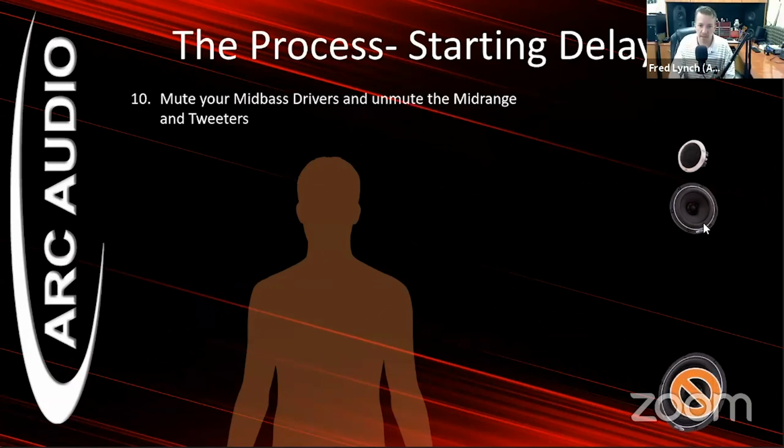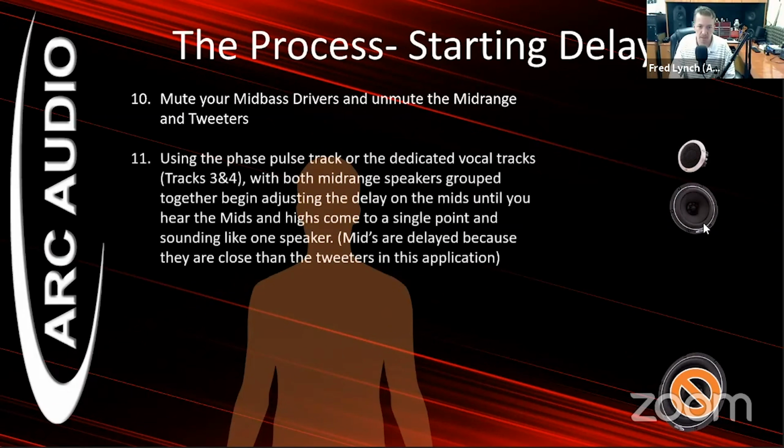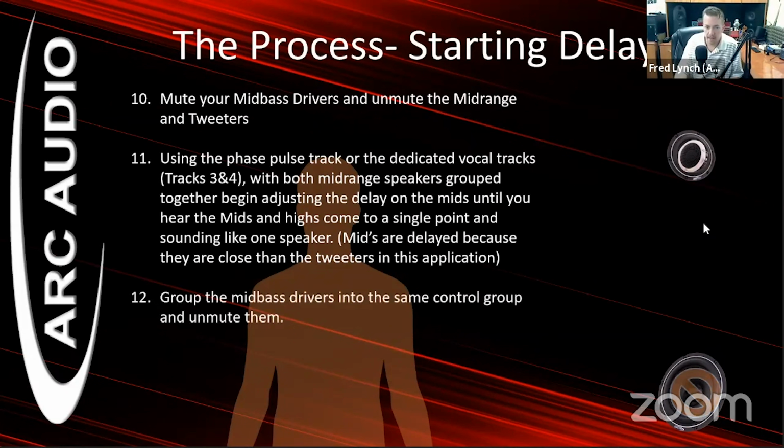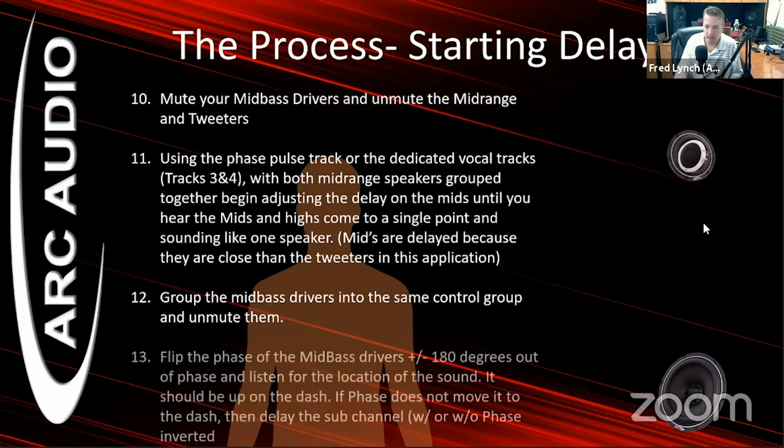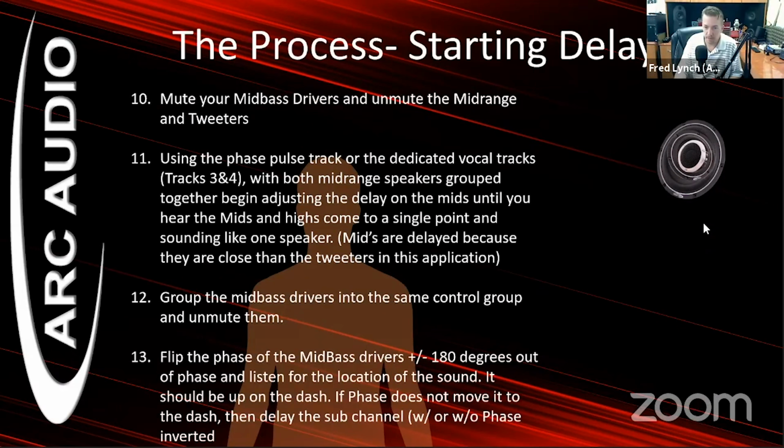So we're going to increase the delay on the mid-range speaker. We're going to do this with the phase pulse, or we can do it with tracks 3 and 4, female and mid-range vocals, and you should start to hear it sound like a single voice. Then group the mid-bass drivers, and you're going to end up doing the same thing. At this point, you can flip them in and out of phase 180 degrees, and check that first to see if they're going to jump or even put themselves in the right position, or you can use the signal delay to do the same process.